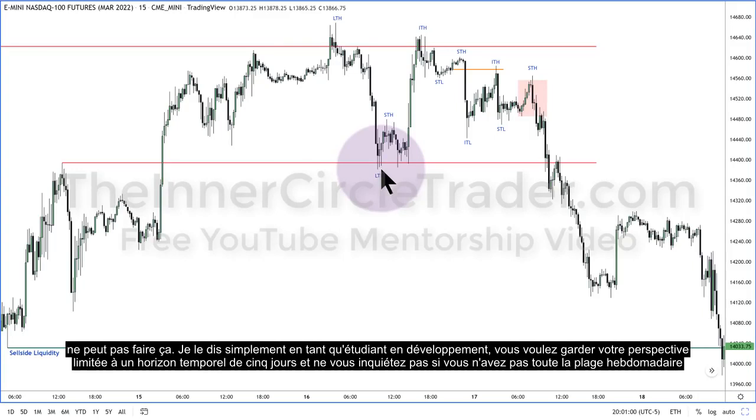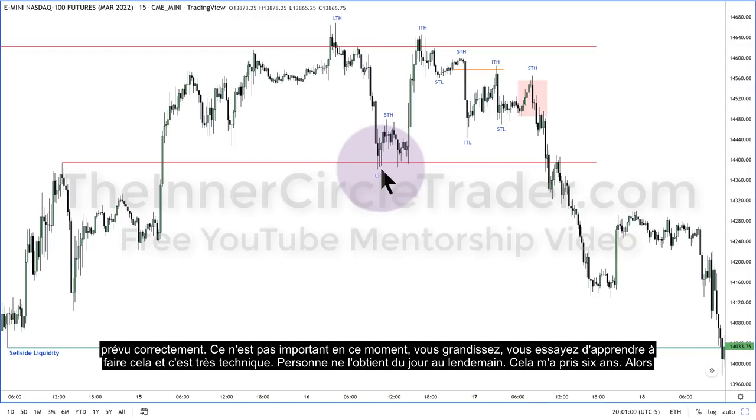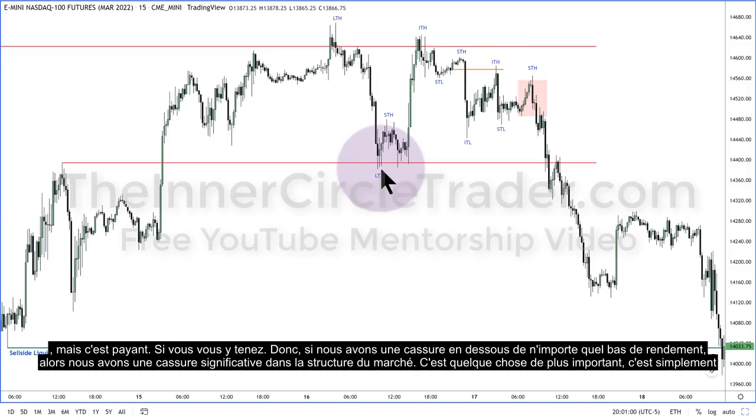I'm just saying if, as a developing student, you want to keep your perspective limited to a 5-day time horizon, don't be upset if you don't have the entire weekly range forecasted correctly. That's not important right now. You're growing. You're trying to learn how to do this, and it's highly technical. No one gets it overnight. It took me 6 years. But it pays off if you stick with it.